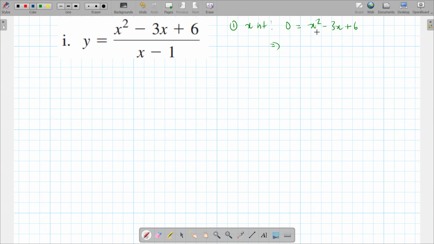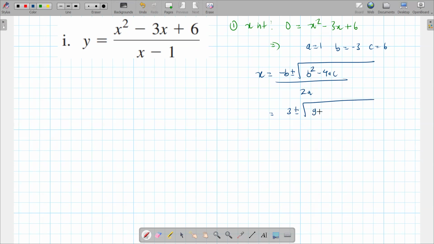Now the question is, does this even have x-intercepts? Let's use the quadratic formula. A is 1, B is -3, C is 6. The quadratic formula says the x-intercept is at -b plus or minus the square root of b squared minus 4ac, over 2a. -b is 3, plus or minus b squared is 9, minus 4 times 1 times 6, over 2.